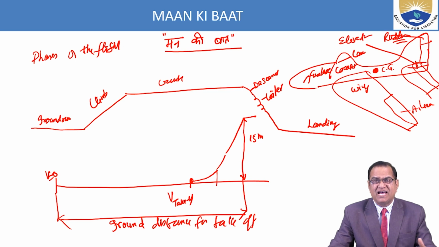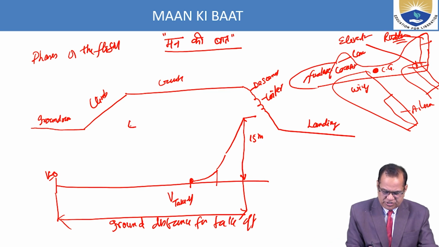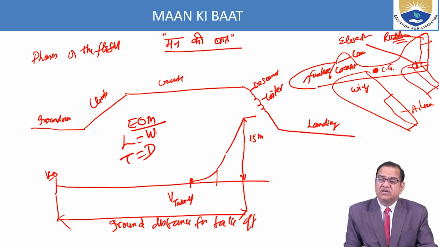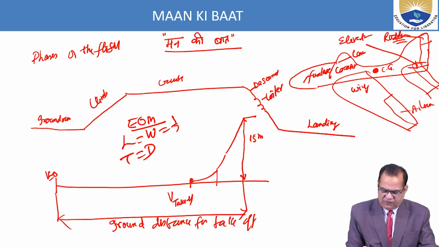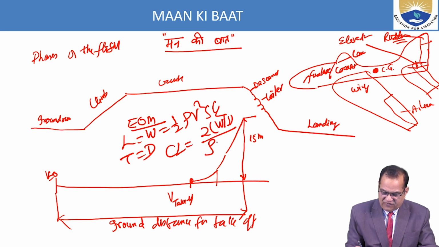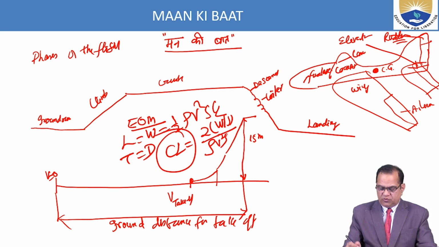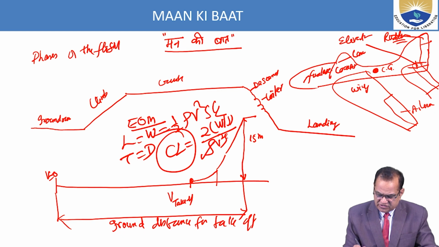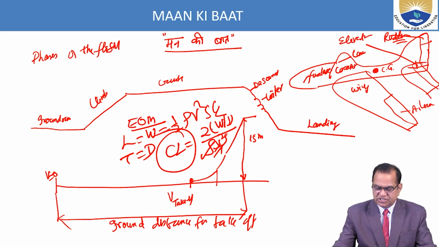In the previous class, we discussed the equations of motion: lift is equal to weight, thrust is equal to drag. But for takeoff, how much lift is required? Lift is half rho V square S CL. So CL is equal to 2 W by S divided by half rho V square S. That much CL is required. If you know the weight and the area, we can find out how much velocity is required by help of this equation. So these things are very much used.